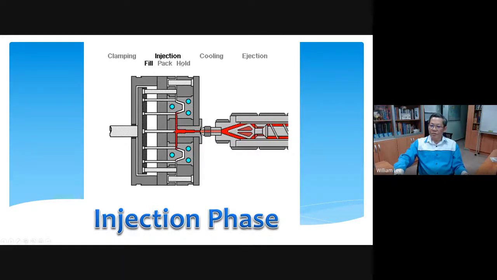Hold comes from your injection system, whereby you need to prevent the backflow. So remember, during the packing, we only allow one way. We don't want the plastic to flow back.